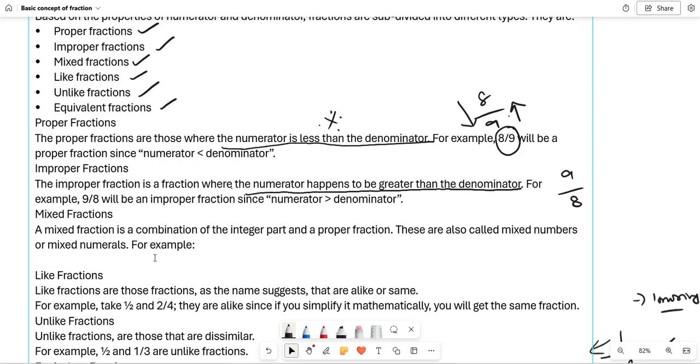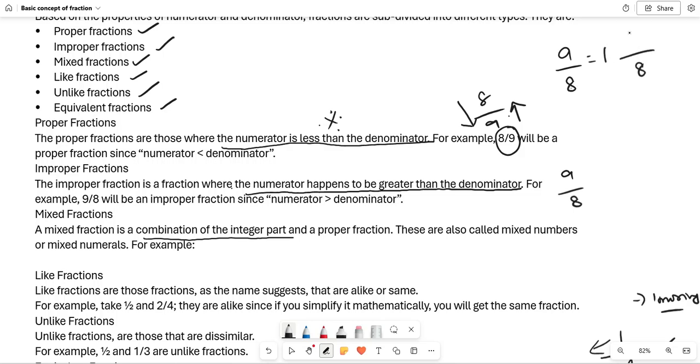The next one, mixed fraction: a combination of an integral part and a proper fraction is called a mixed number. So what is the meaning of combination? Simply, I give one example, 9 by 8. How many times does 8 go into 9? Only one time, balance 1. So this is the combination.